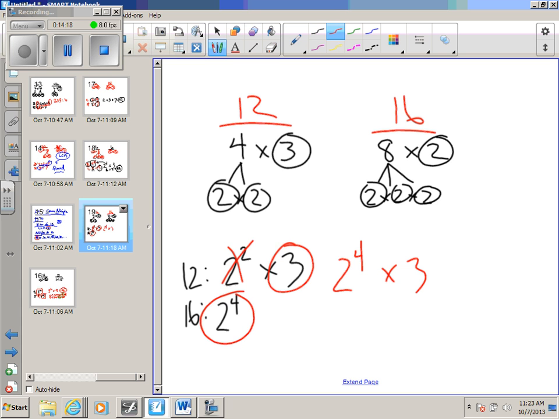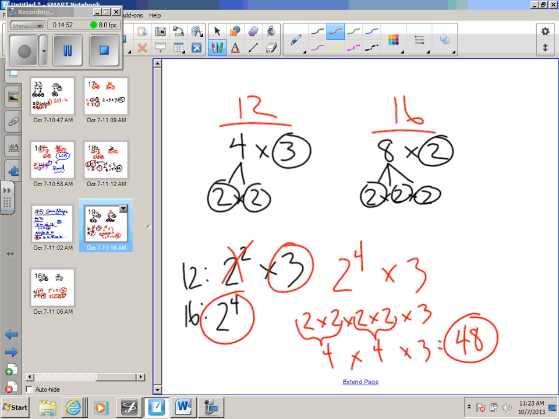Now, listen carefully, please. If you are not making this connection, and if you are confusing it by saying that 2 to the 4th is 2 times 4, you can always rewrite it out the long way and take it piece by piece. 2 times 2, 4, 4, just like the other one. 16 times 3, it's still going to be a 48.